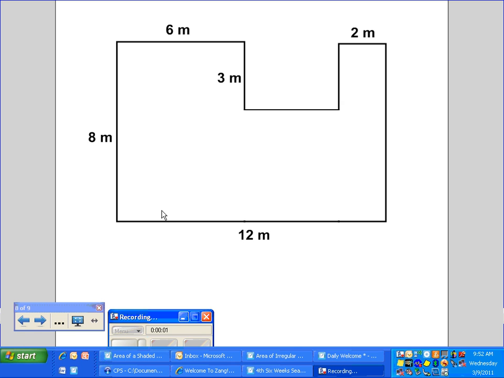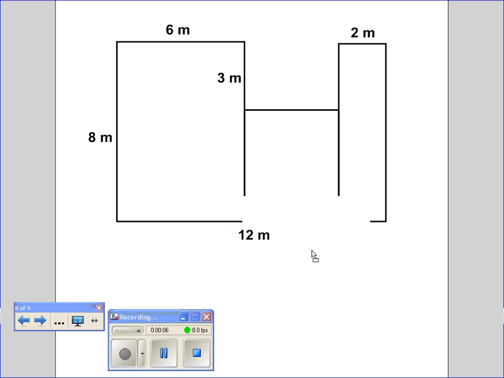So the first thing we have to do is split it up. I split mine up like this. Okay, so we have a rectangle, and a rectangle, three of them together. Okay, so now we know that the area of a rectangle, what's the formula?